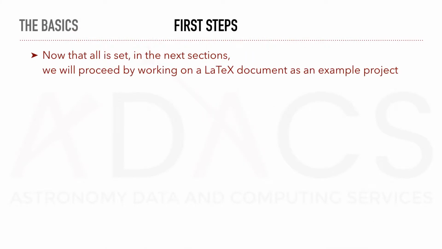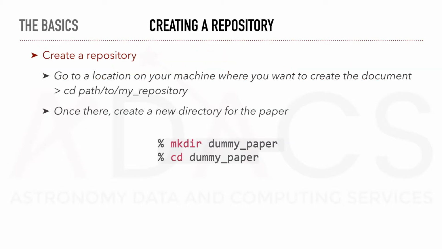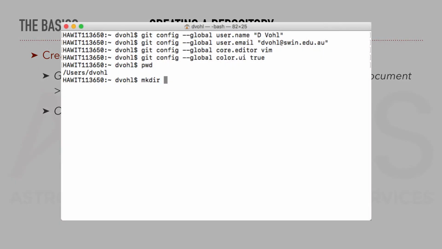Now that all is set, in the next sections, we will proceed by working on a LaTeX document as an example project. Let's start by creating the repository. On your local machine, go to a location where you want to create the documents. Once there, create the new directory for the paper. You just have to type mkdir to make the directory, and then cd to go into that directory.